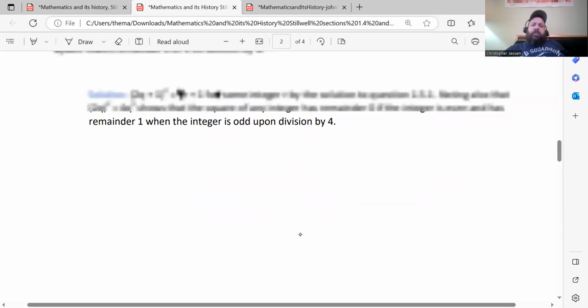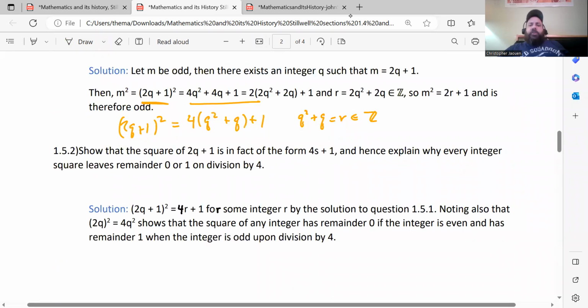Let me stop my screen share here, and I just want to read you the little article that he has on the biography of Pythagoras at the end of chapter 1, and then we'll be on to chapter 2 at some point soon.